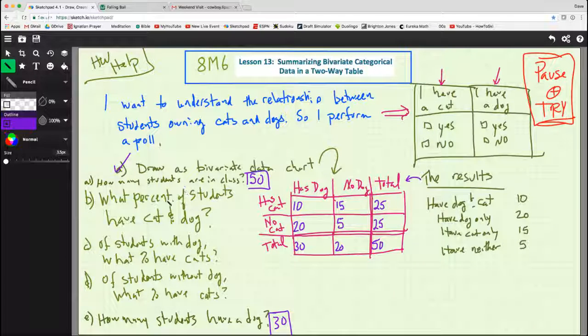Okay, now what percent of students have a cat and a dog? Well, that's a cell frequency, right? Of all students, what percent? You've got to look at this word "all." It's not saying what percent of students with a dog have a cat and a dog, or what percent of a student subgroup. It's of all the students. So of all the students, we have 50. 10 have a cat and a dog, so 10 over 50, that's our cell frequency. That's 20%.